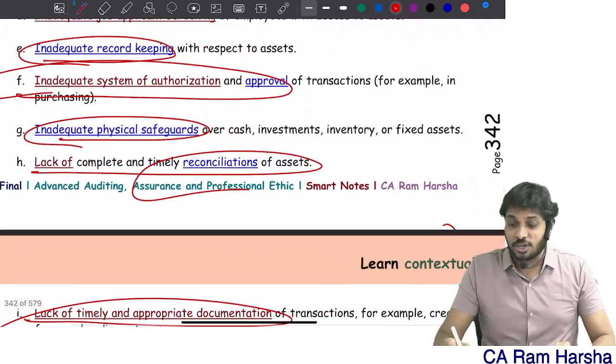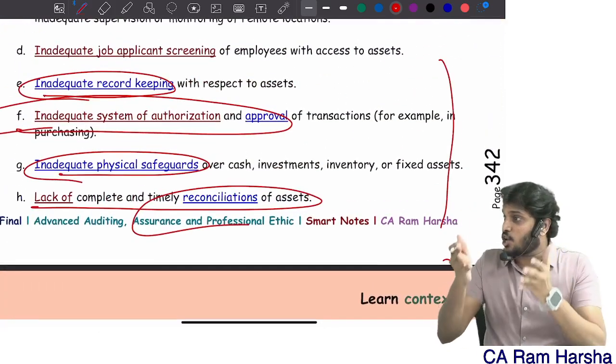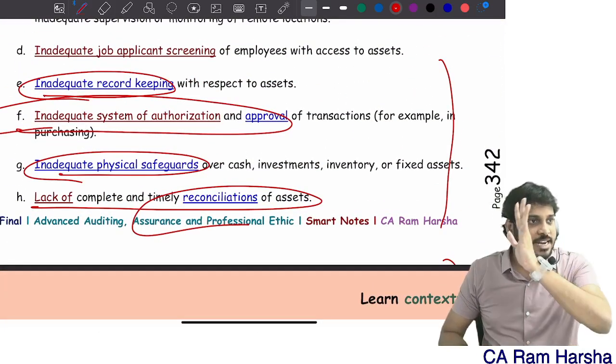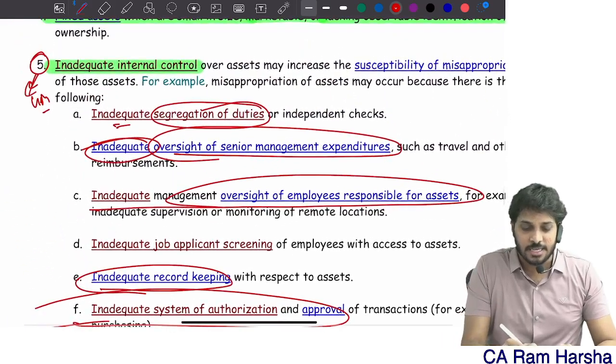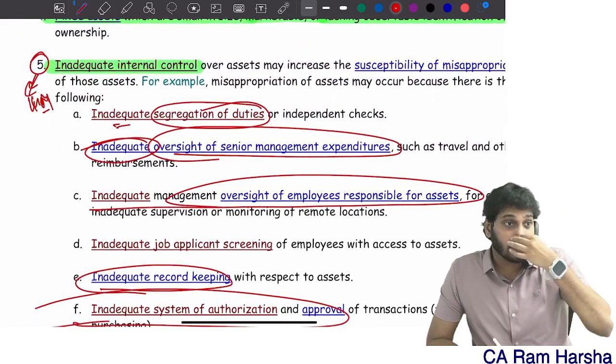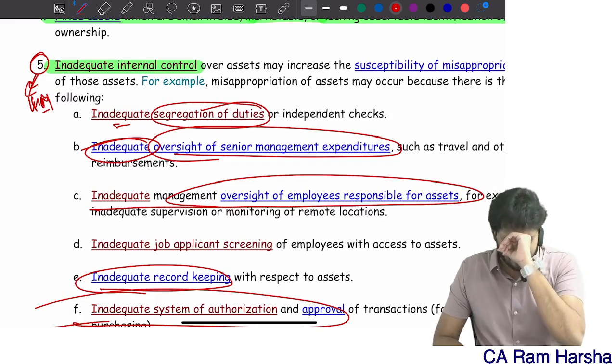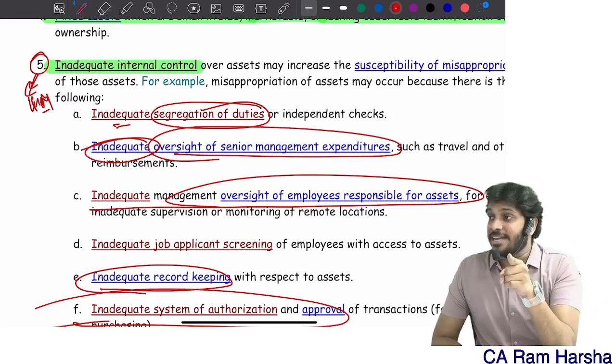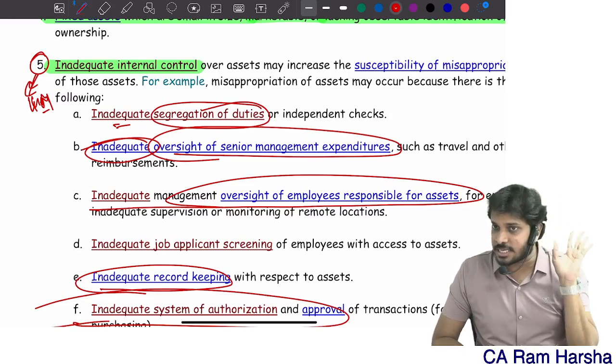So if at all controls are inadequate on this, misappropriation can happen easily. This itself can be given as a 4 marks question. And I told you just now, write about overriding of controls by management. What are the techniques? That can be asked as a 4 marks question.